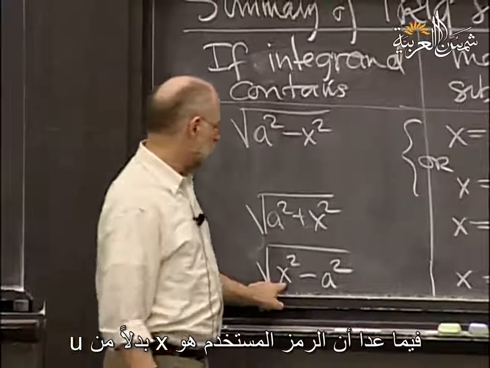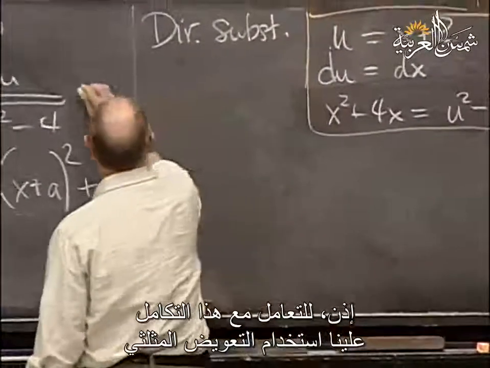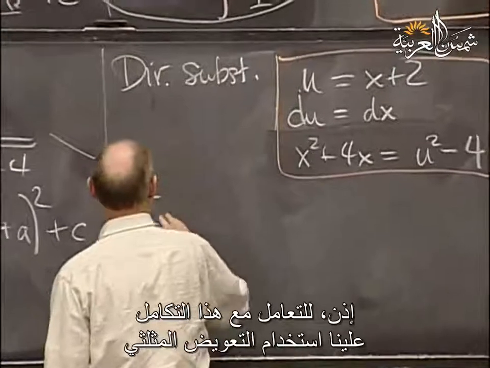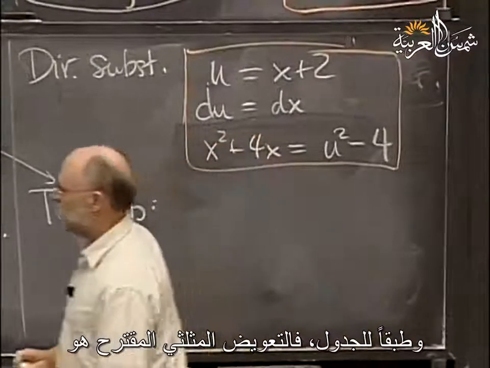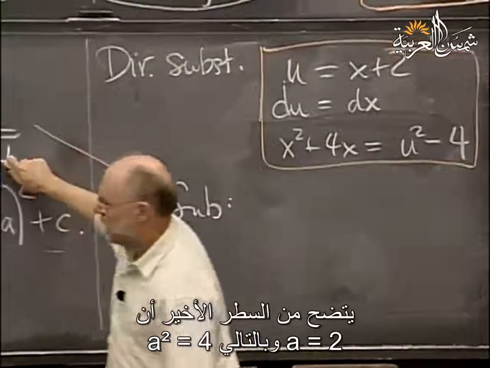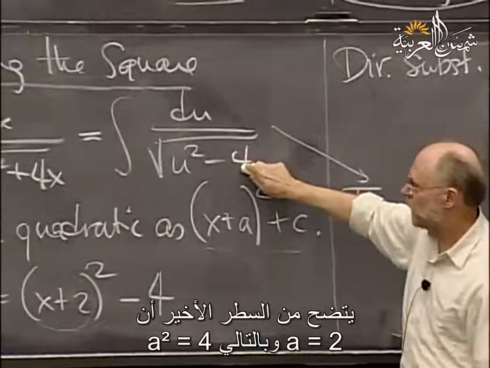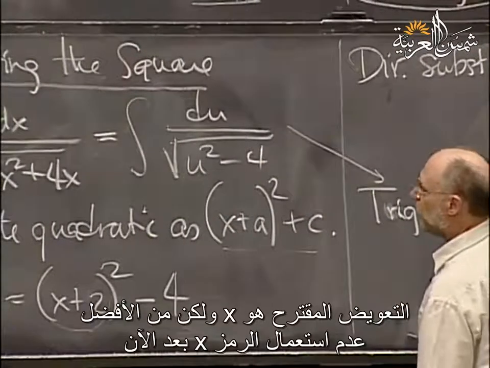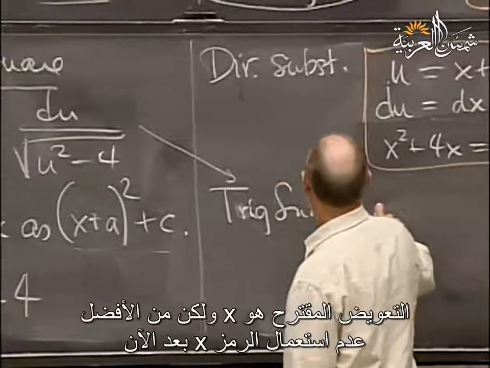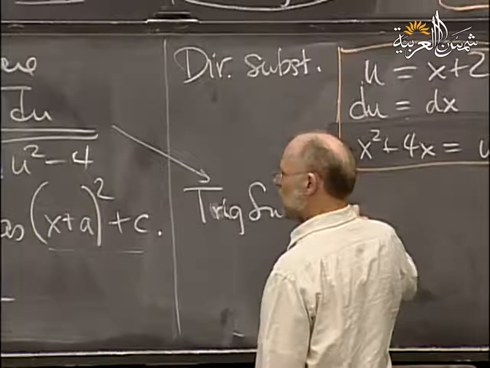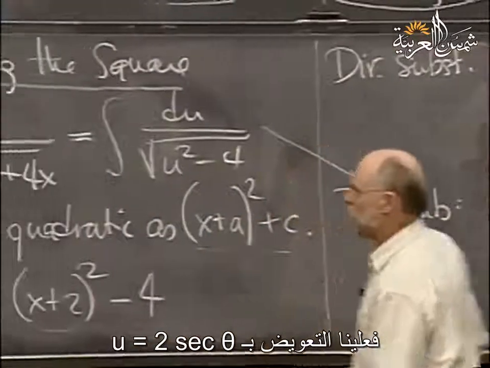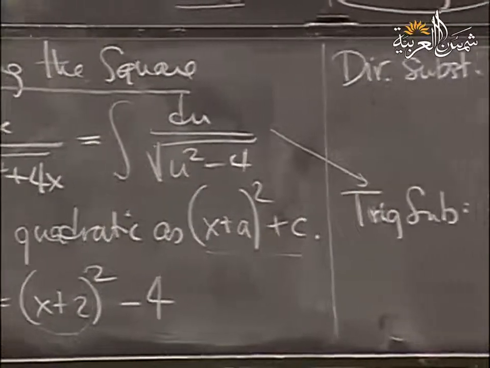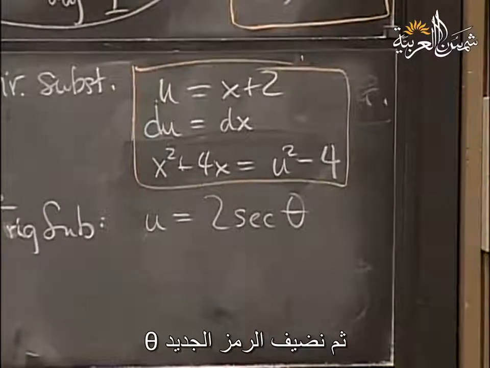So, except for the use of the letter x here instead of u over there, that tells me what I want. To handle this, what I should use is a trig substitution. The substitution suggested, according to the bottom line, with a equal to 2, so a squared is 4, is that I take x, but I better not use the letter x anymore. I have the letter u. I should take u equal to 2 secant, and then some letter I haven't used before, and theta is available.